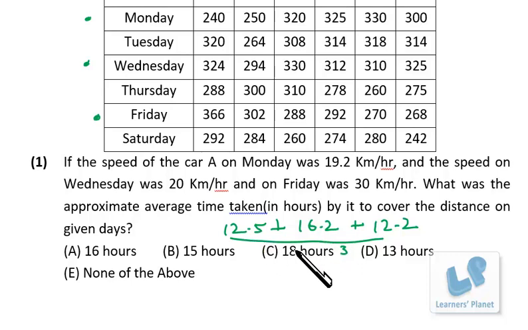So suppose I assume it to be 13, so it is minus 0.5, it is plus 3.2, it is minus 0.8. Okay, divided by 3. So it is 1.9 divided by 3, that means around 0.6. So it is 13.6, and since we have to find out the approximate, we can take the value as 13 hours, right?